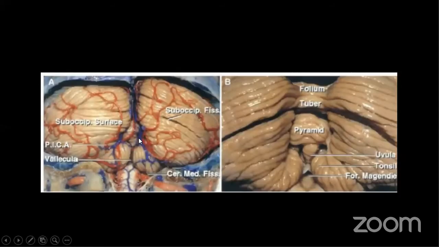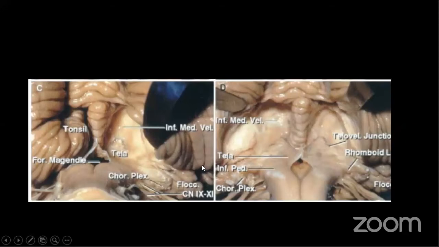So these are the suboccipital surfaces. We can see the cerebellum here and the vasculature here. And to tease out ourselves, we have removed the vasculatures. We can appreciate different cerebellar structures. This is the pyramid, this is uvula, the upper part of vermis. Now, if we apply traction on the left tonsil, we can appreciate inferior medullary velum from behind.